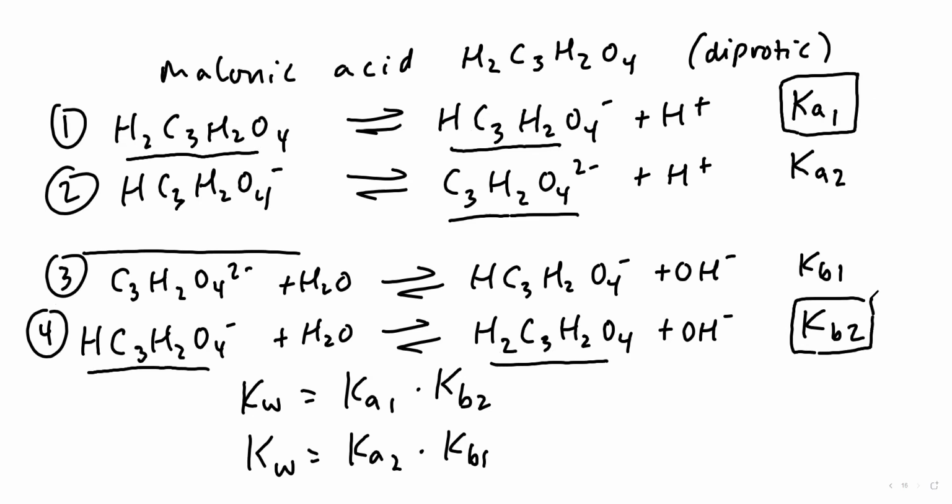And we can see that same kind of thing with the second pair, that is the HC3H2O4 minus, and then the fully deprotonated form C3H2O4 2 minus. Those two species that are present in reaction 2 are also seen in reaction 3. And so Ka2 and Kb1 must be related through Kw. That's all there is to the end of Chapter 6 and the Gen Chem intro to acid-base chemistry. Thanks a lot for listening.